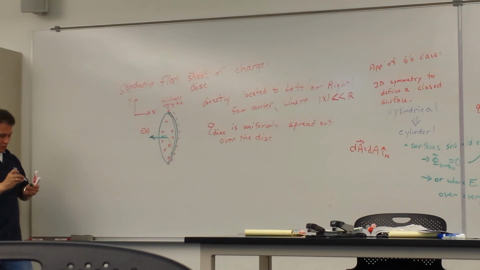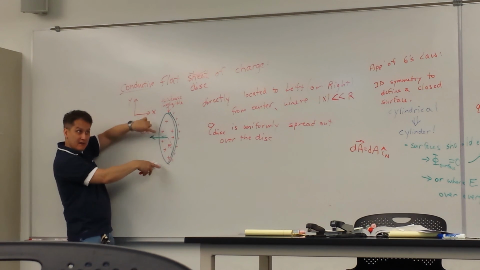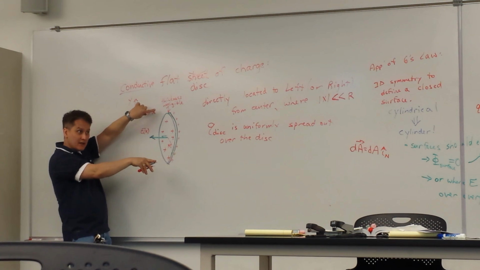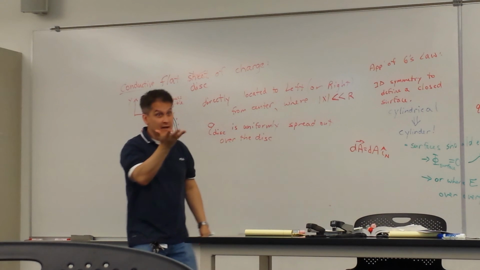How would we solve this problem? What would be a reasonable symmetry to solve it? A sphere large enough that we can treat it as a point charge. Always, always, as long as we can sit out here somewhere. But if we can't sit out here somewhere, if we're in close relative to the dimensions of this thing, then probably the best surface might again be a cylinder.